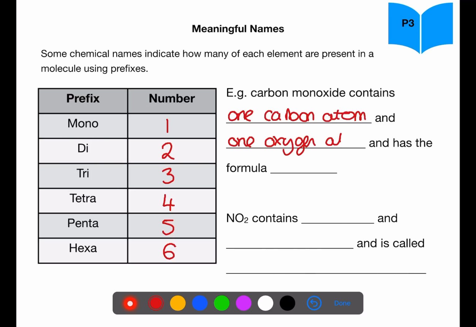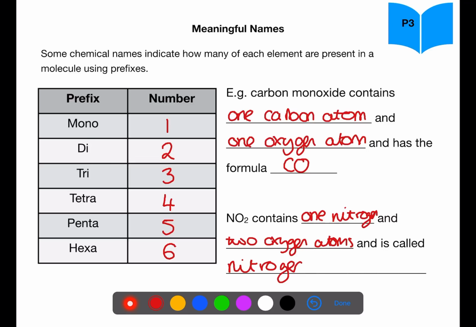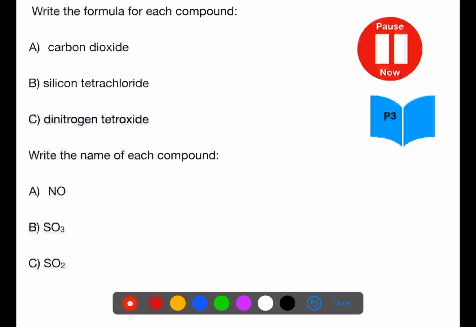We don't put the mono in front of the carbon. The prefixes are generally for the oxygen. NO2 contains one nitrogen and two oxygen and is called nitrogen dioxide. Pause the video now and write the formula for each compound, and then write the names for these compounds.